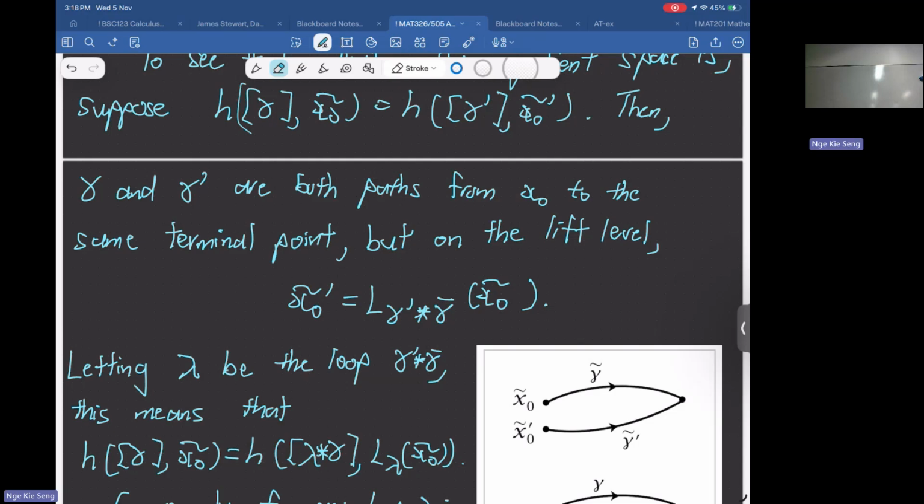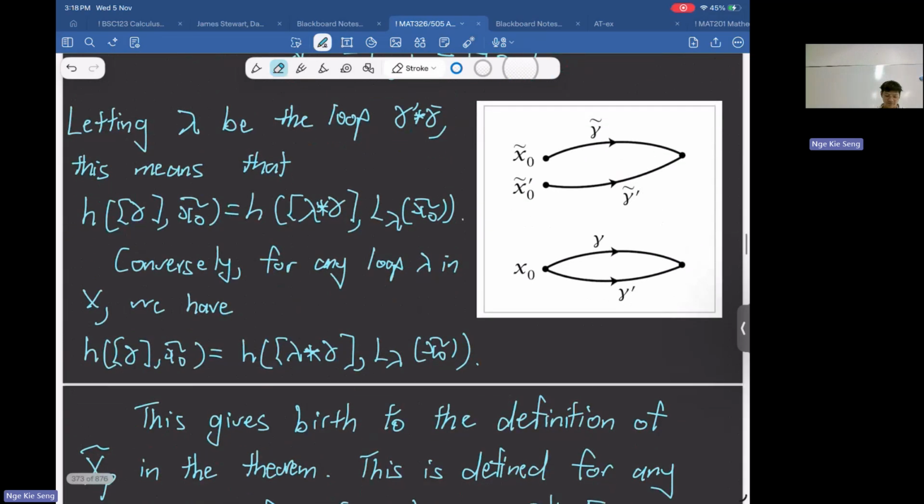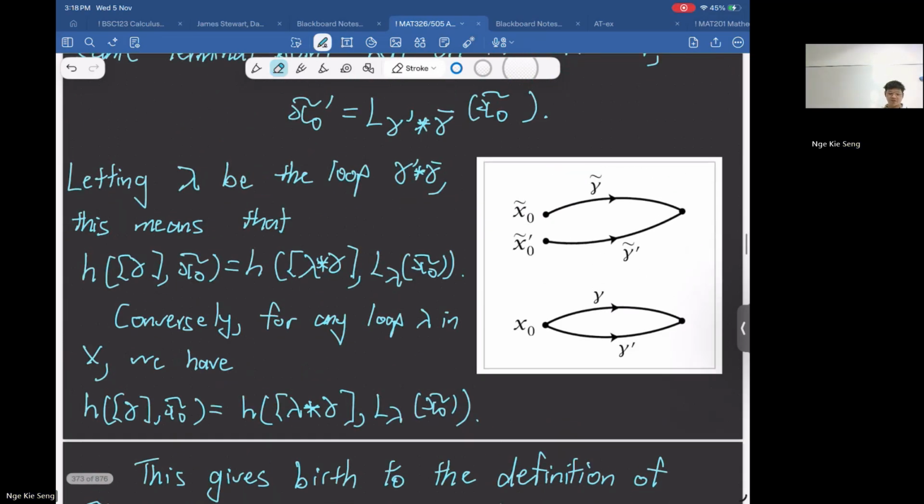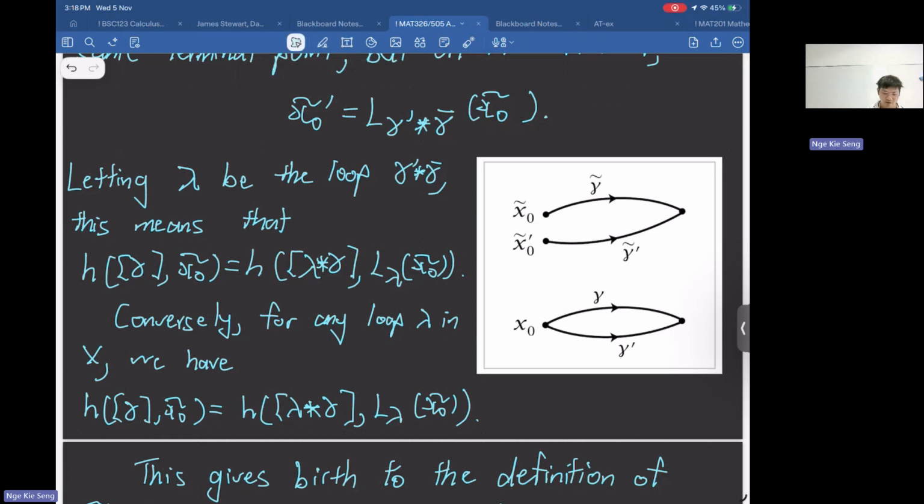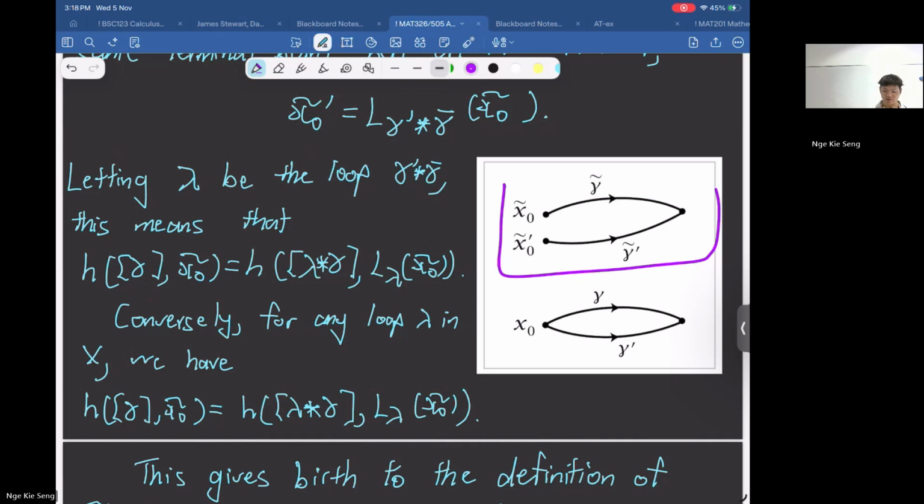The other direction: conversely, for any loop, you can check this is true. Then this is the only relation you need to take care of. The other direction is actually easier. No questions? Actually, I think the most important picture you need to remember in this argument is the first one. This is the main picture that you need to argue why this is the only relation.